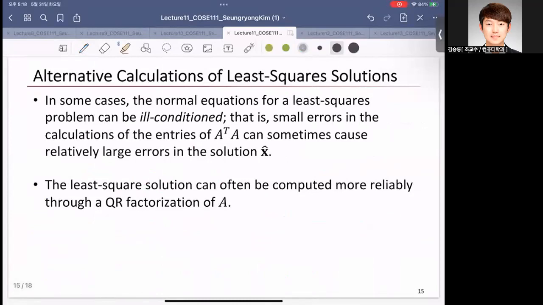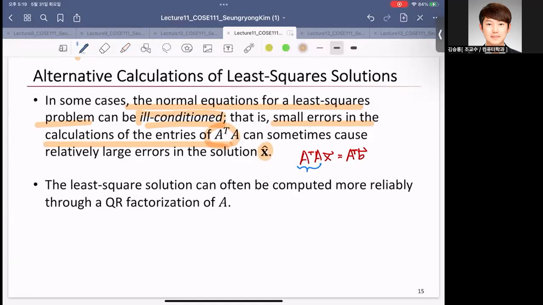일단 우리 한번 끝내봅시다. So in some cases, the numerics for the least square solution problem can be ill-conditioned. It means that if you want to find out the least square solution by considering A^T A x = A^T b, in many cases A^T A can be ill-conditioned. That is, the small errors in the calculation of the entries of A^T A can sometimes cause relatively large errors in the solution x hat.